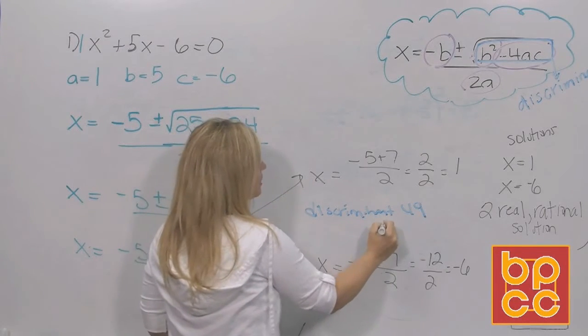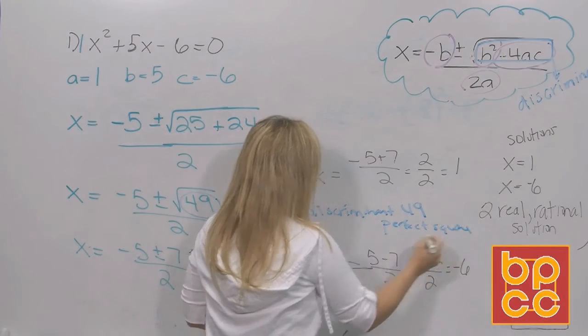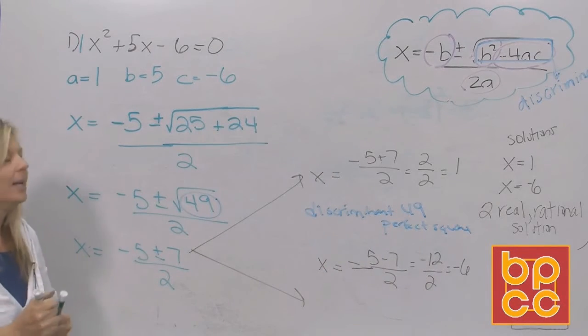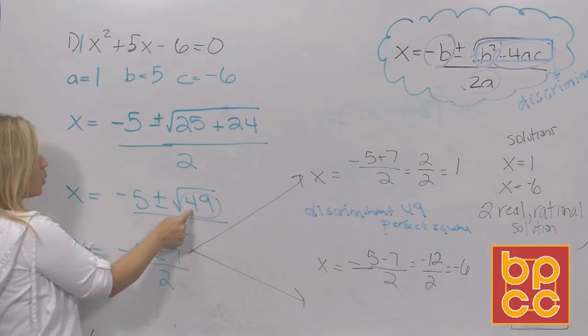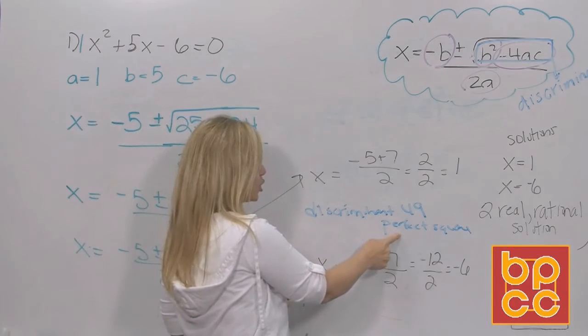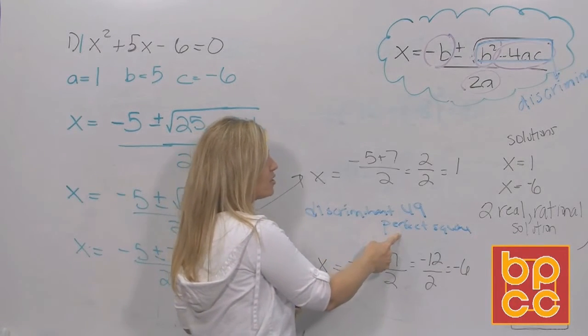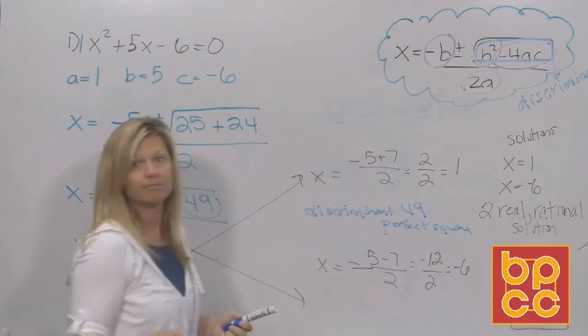And 49 happens to be a perfect square, right? So now we have a little rule. When you're working the quadratic formula, if what's underneath the square root, which is called the discriminant, is a perfect square, you are always guaranteed to get two answers that are real and rational.